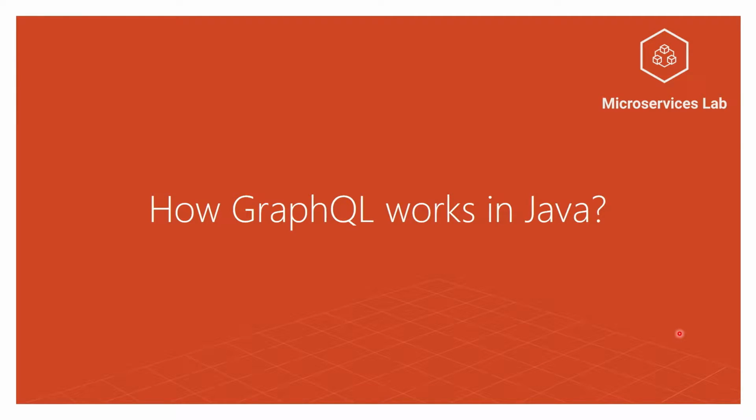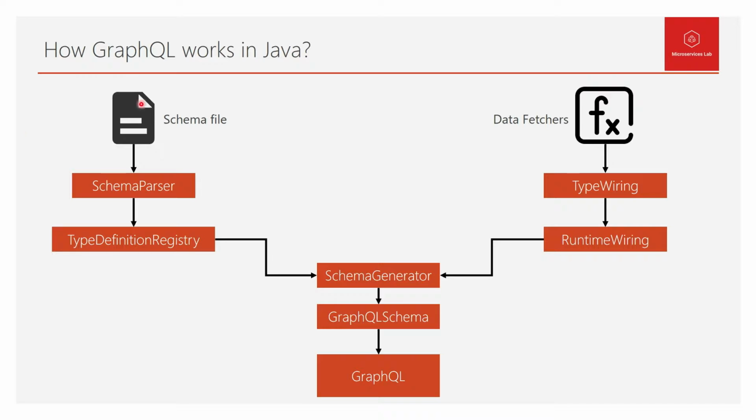So let us start. We will start with the left side first. The first step is to create a schema file. This schema file will contain the types and the operations that can be performed on these types.